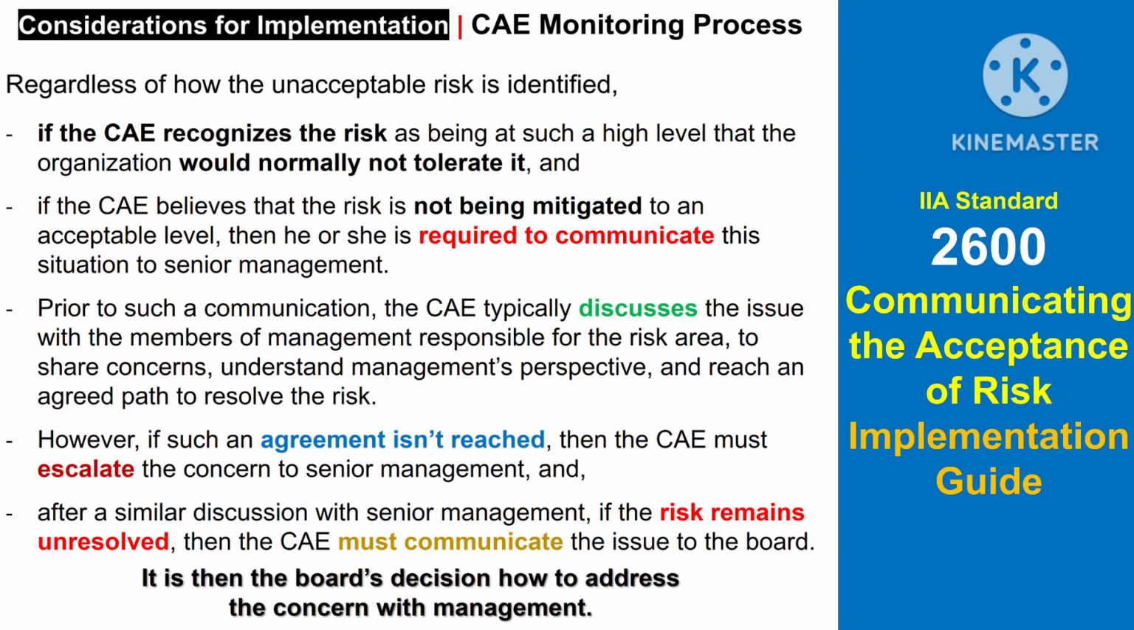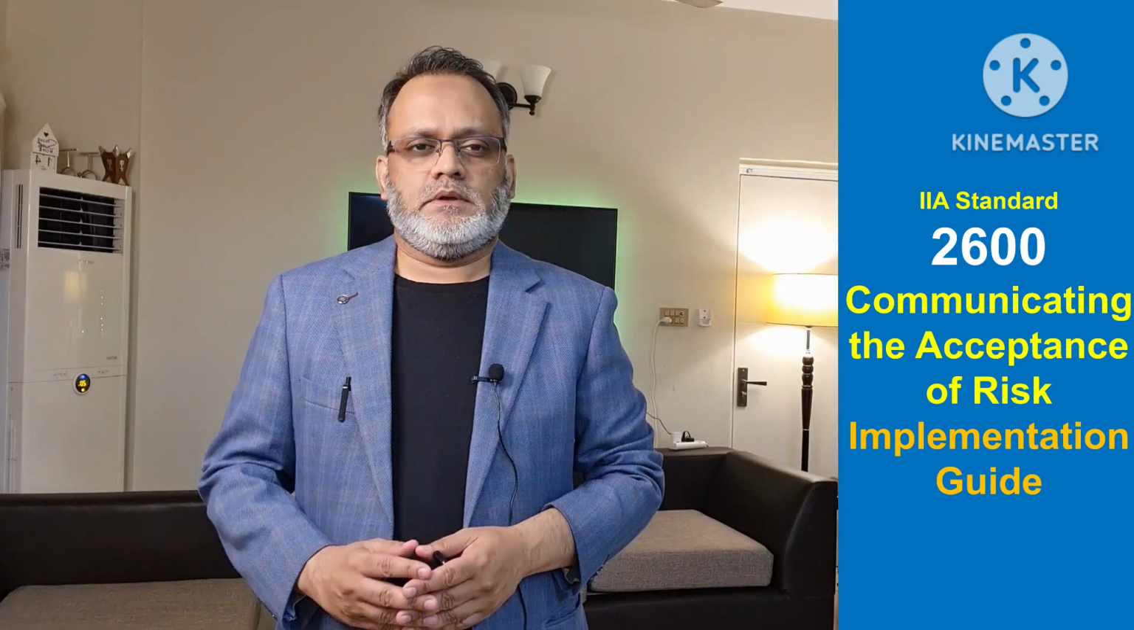And after a similar discussion with the senior management, if the risk remains unresolved, then the chief audit executive must communicate the issue to the board. So this is how the escalation process works. It is then the board's decision how to address the concern with the management.